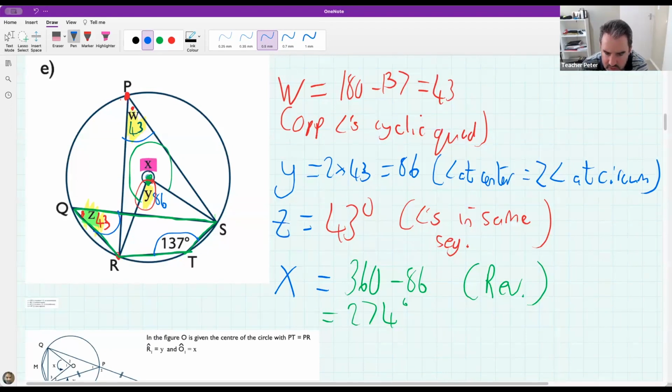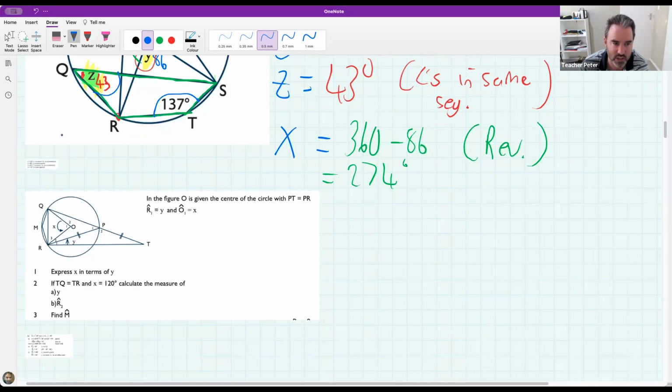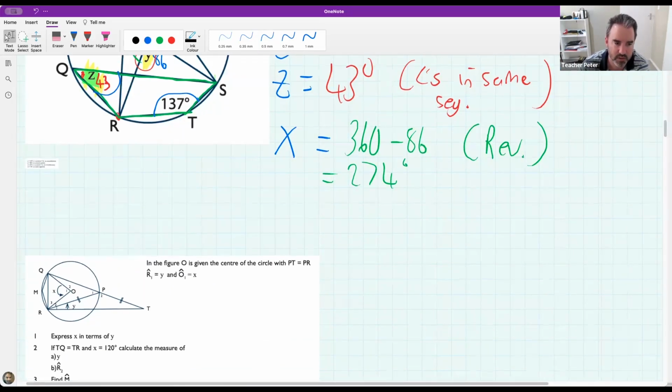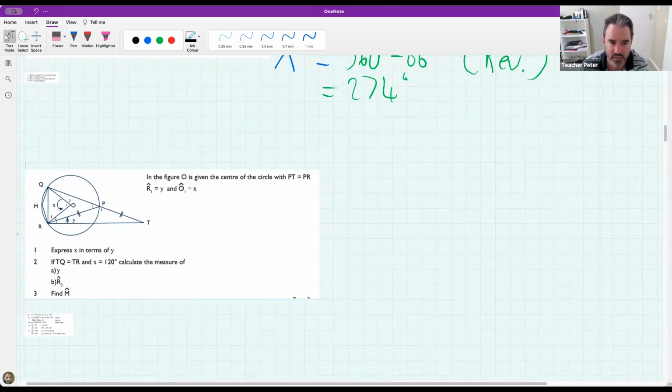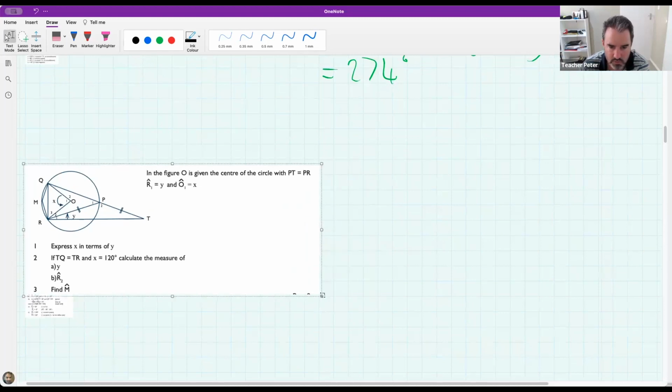Okay. I think I'm not going to go into tangents quite yet. I think we need to do another one like this to practice, and then I'll go on to tangents in the second half of the lesson. So let's have a look at this question over here. Oh, let's do this one.